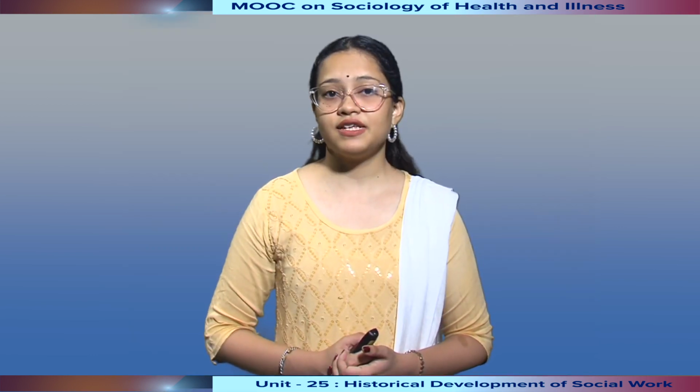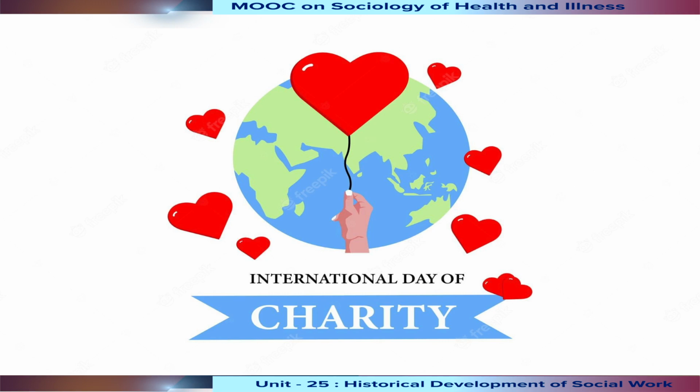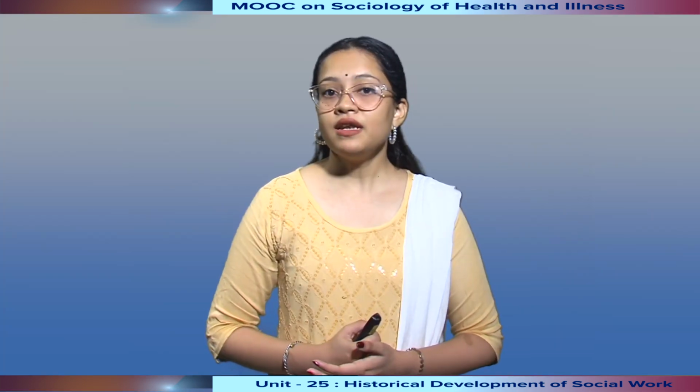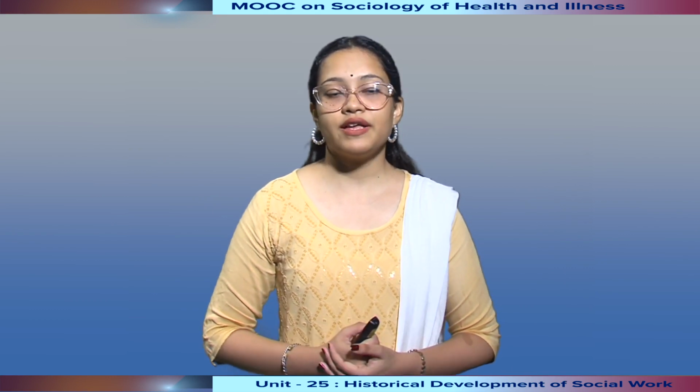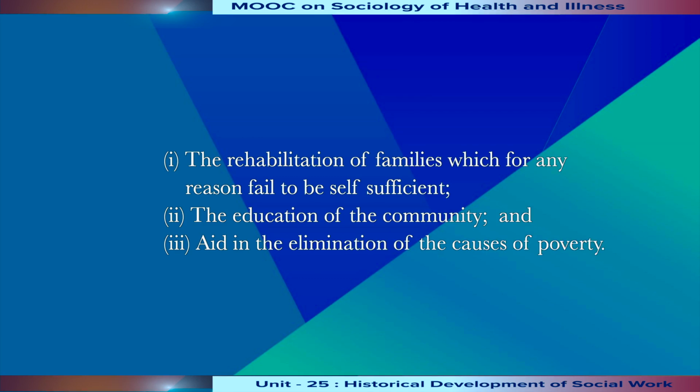In 1877, the first American Charity Organization Society, COS, based on such principles, was founded in Buffalo, New York. The main functions of the COS were threefold: the rehabilitation of families which for any reason failed to be self-sufficient, the education of the community, and aid in the elimination of causes of poverty.